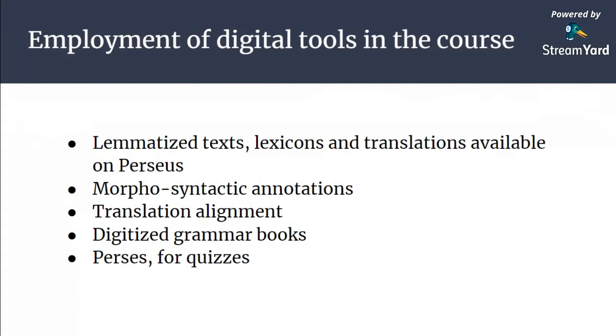So the first source that we used was lemmatized text and lexicon and translations, all that are available in Perseus. So mostly the translations are to English, either French or German, and at the same time, the lemmatized texts have descriptions also in English. So in a way, even if the course is held in Persian, the learners need to know at least some basics of the English language.